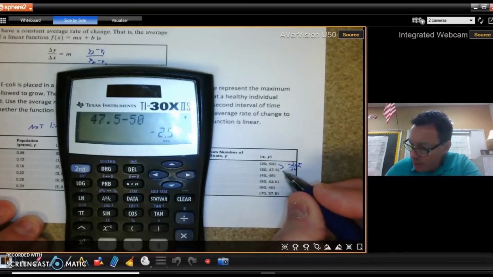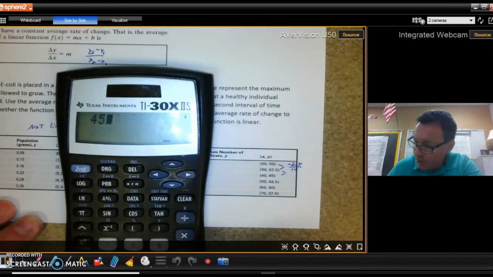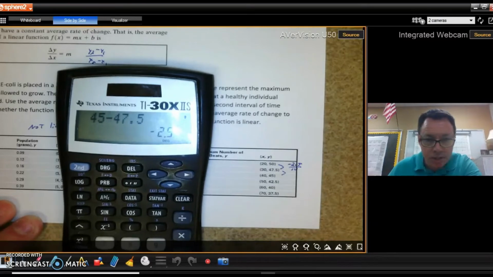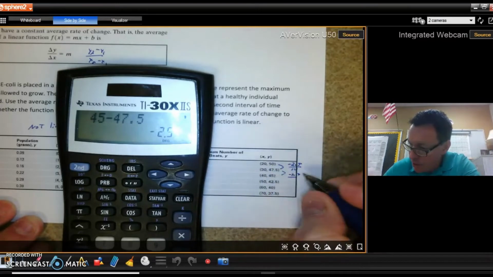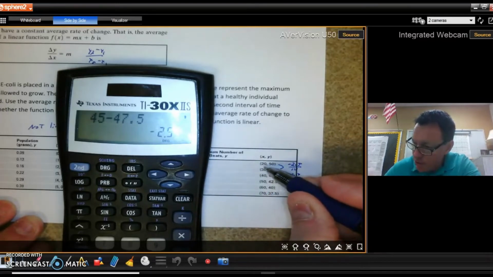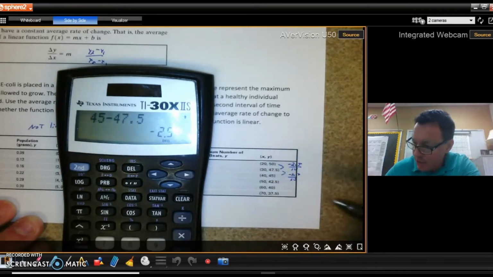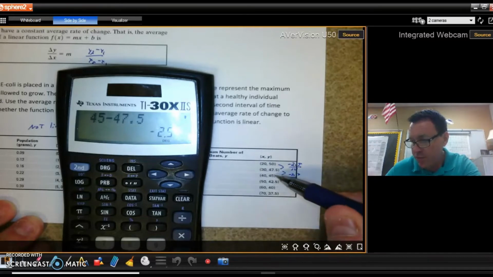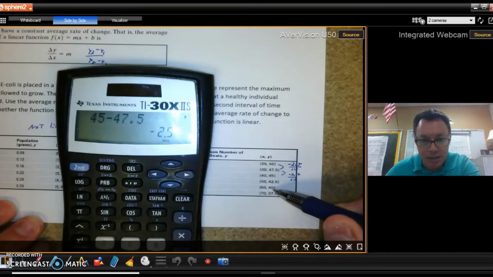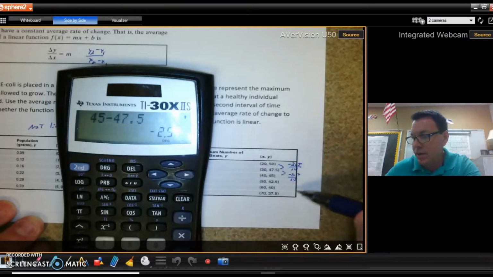And then I'm going to look between these two. I'm going to get 45 minus 47.5, which is again negative 2.5, and again, this is a change of 10. So we can see all our x's are going up by 10: 30, 40, 50, 60, 70. As long as these are always going down by 2.5, which from 45 to 42.5 is a change of 2.5, and then it goes down another 2.5, and then another 2.5, all of these values are going to be the same.